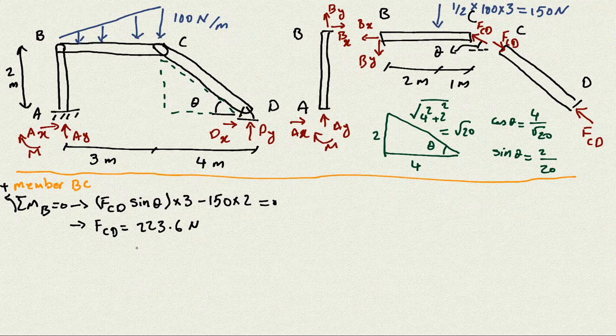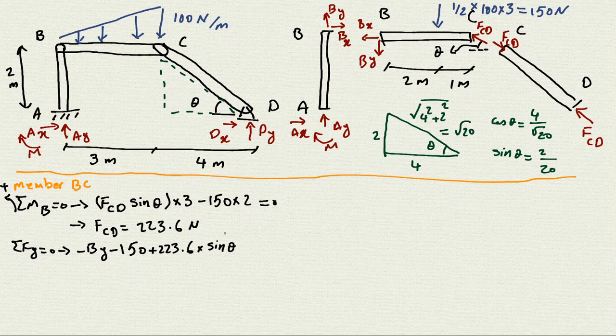Now we can write either sigma Fy or sigma Fx. So if I write sigma Fy is 0, what we have here is negative By, and then we have negative 150 Newton, this force here, the resultant force. And then we have the Y component of FCD, positive, so it's going to be 223.6 times sine theta.